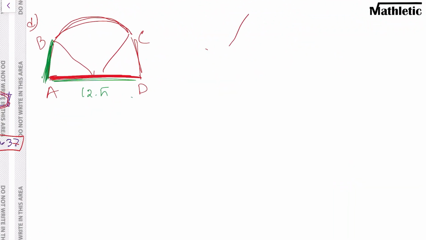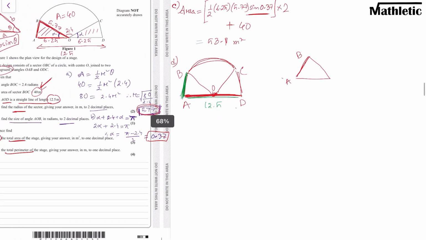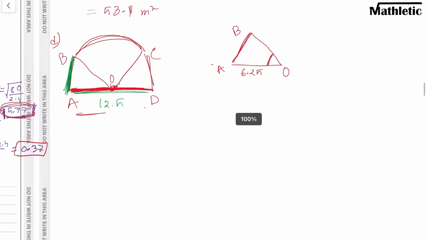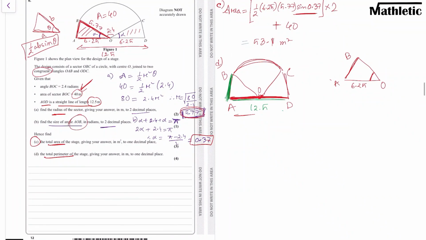So this triangle AB, and this one is O, right? Yeah, O. So AO is half of this 12.5. So 12.5 by 2 is 6.25. Angle AOB is 0.37.